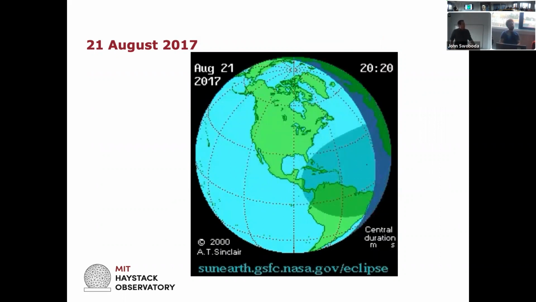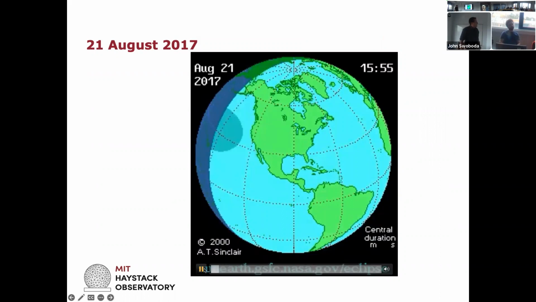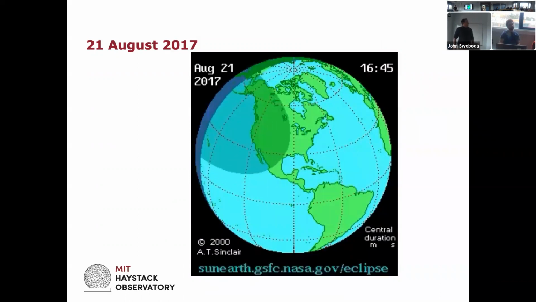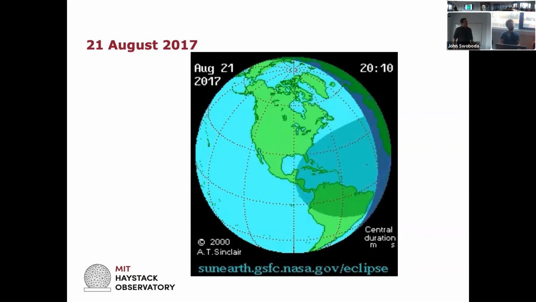So that little tiny dot right there was totality. So that's when, again, the moon is completely in front of the sun. I'm just going to play that one more time. And it kind of started from Portland, Oregon, and went down around South Carolina, Georgia, when it exited.